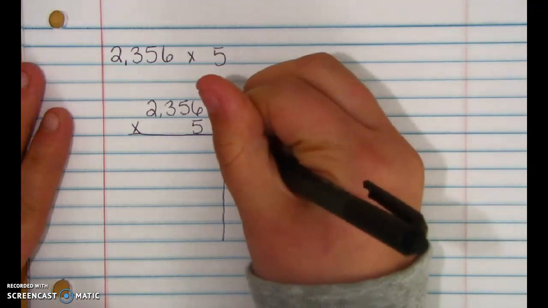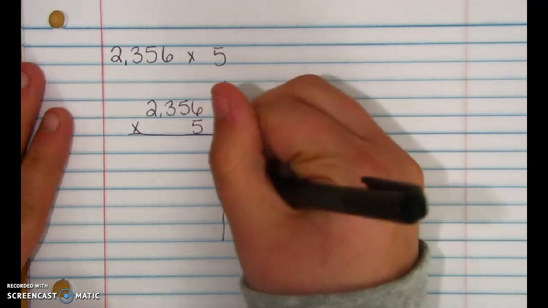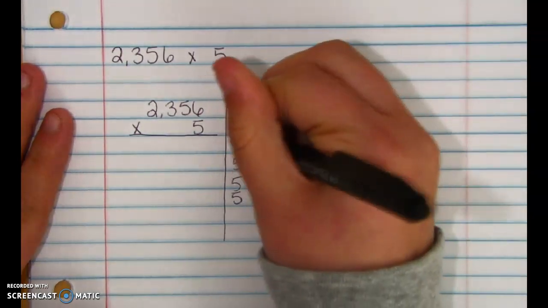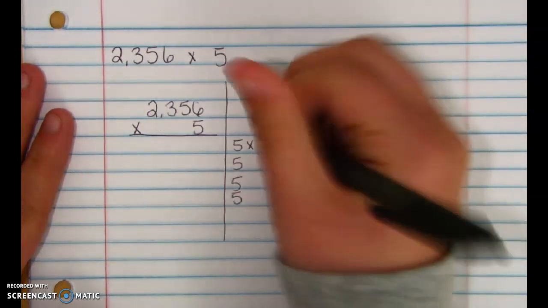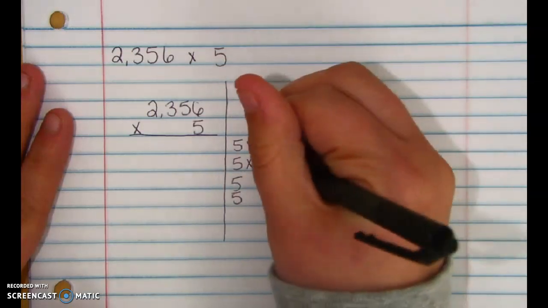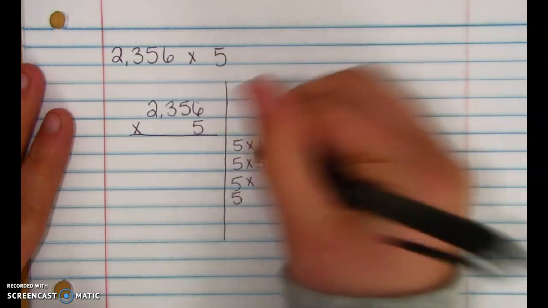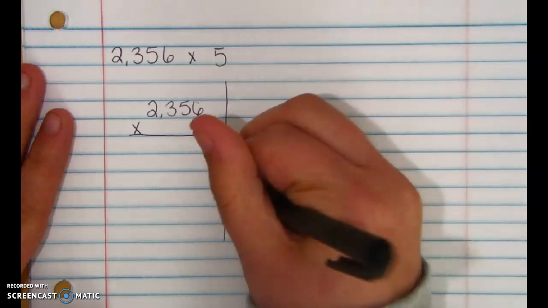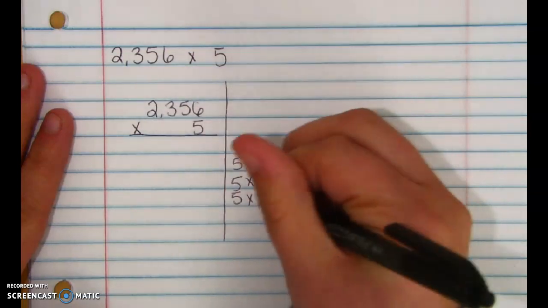So I have 5, and I'm going to have 5 each time. And I'm going to have 4 of them because there's 4 digits in my other number. So 5 times the value of this number is 6. 5 times the value of this number is 50. 5 times the value of this digit is 300. And 5 times the value of this digit, which is 2,000.